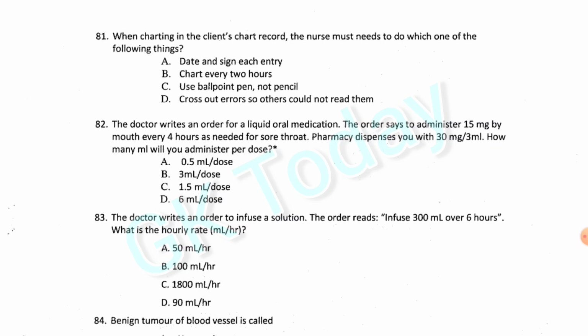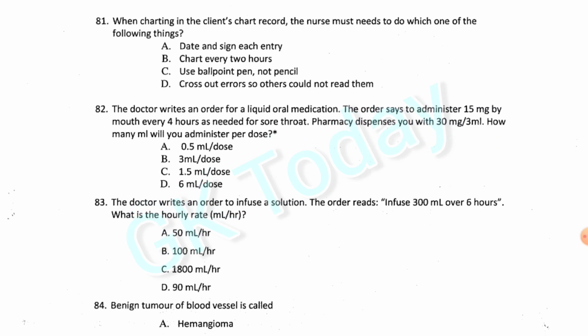Question number 81. When charting in the client's chart record, the nurse needs to do which one of the following things? Correct answer is option A, date and sign each entry.